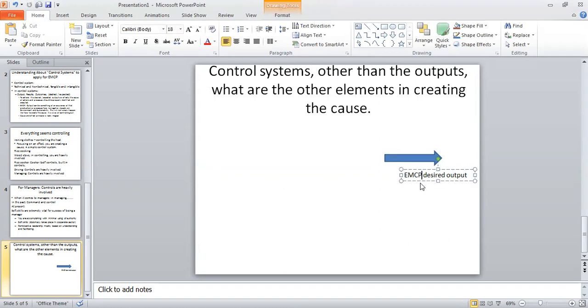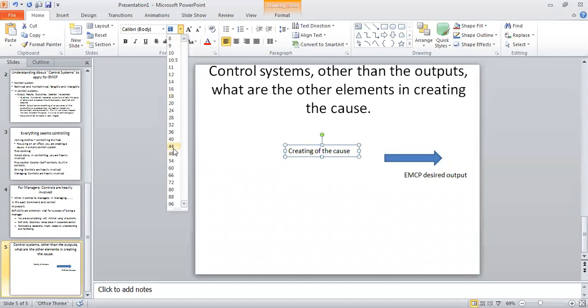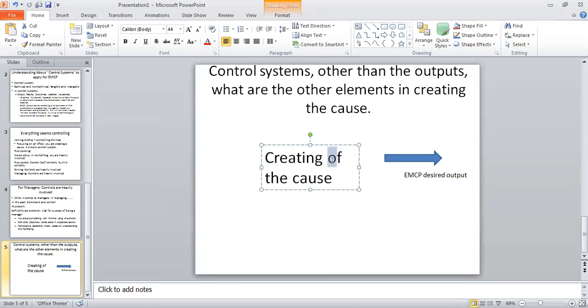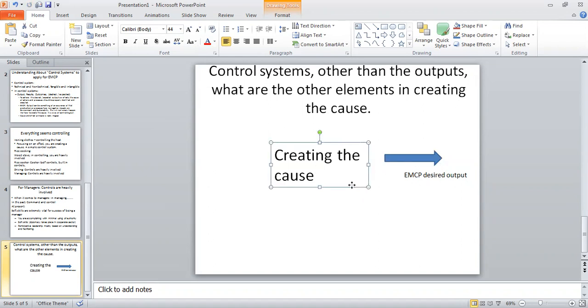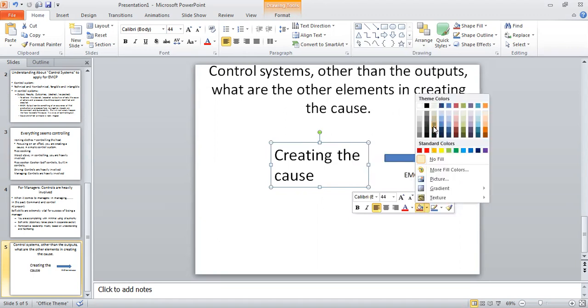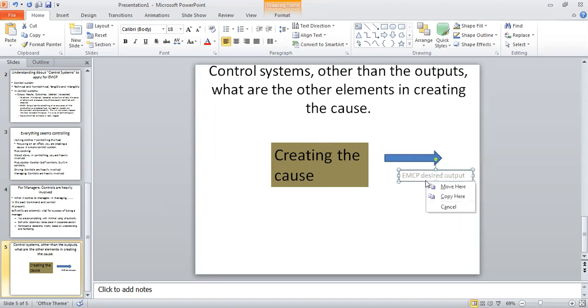So then you have the creating of the cause. That is very important. Once you create the cause, as an outcome you will see the desired output, not just output, okay? This is one-time learning. So once you learn here, that is done. EMCP, desired output.